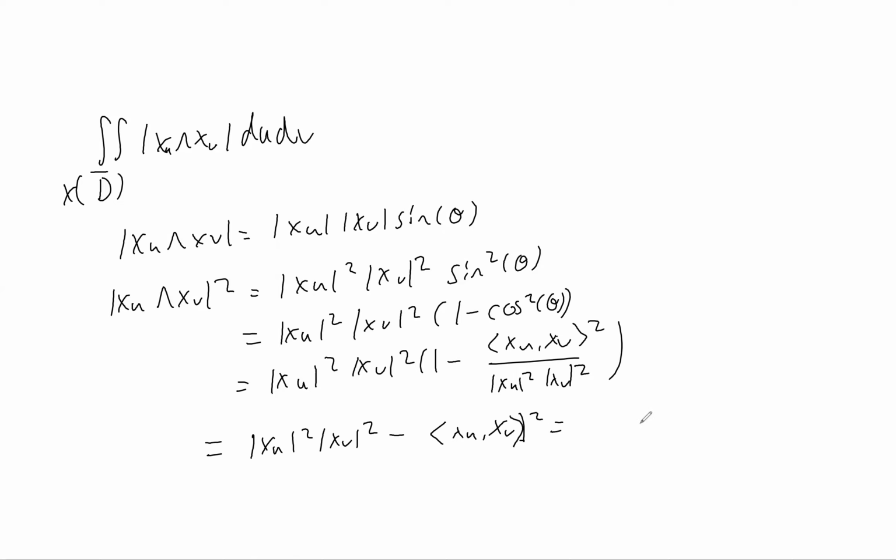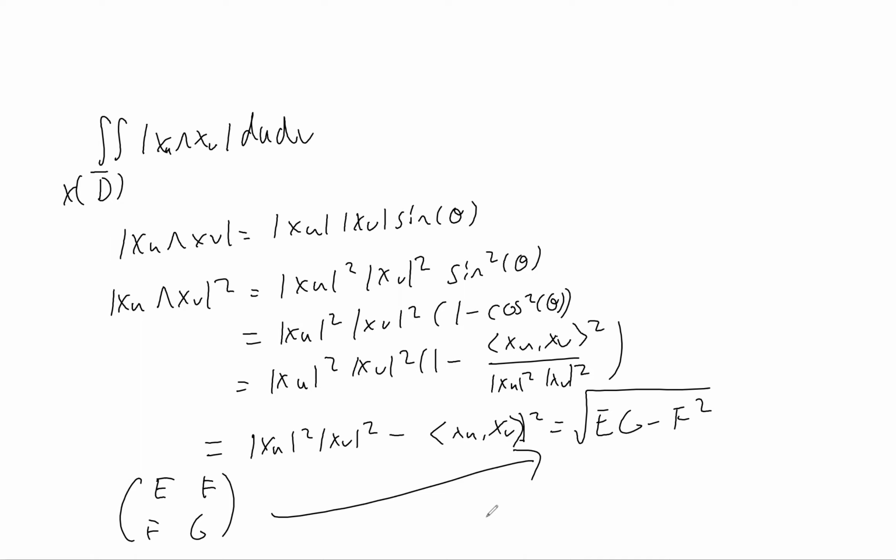Which you can see is related to the first fundamental form, right? Or if we consider the matrix E, F, F, G, it's the square root of the determinant. So this would be the square root of EG minus F squared. So what we end up getting is that the area is equal to the square root of the determinant.